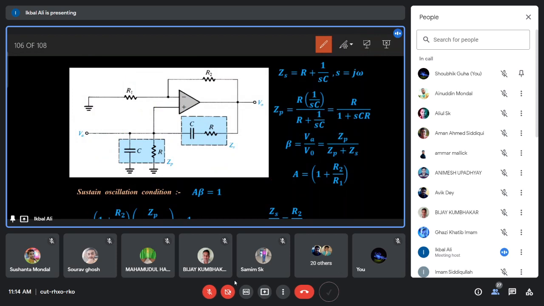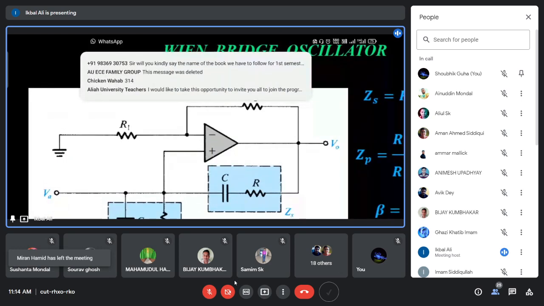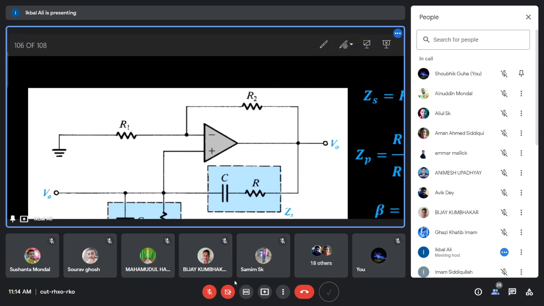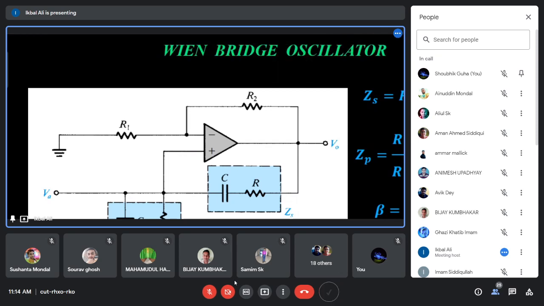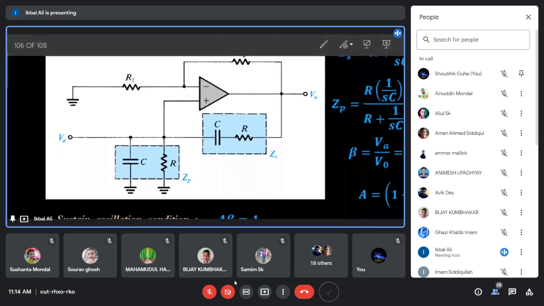Now you see how the beta network is connected. What is the construction of this beta network? I have said that the beta network is a passive network. So for this reason, just take a close look at the beta network.